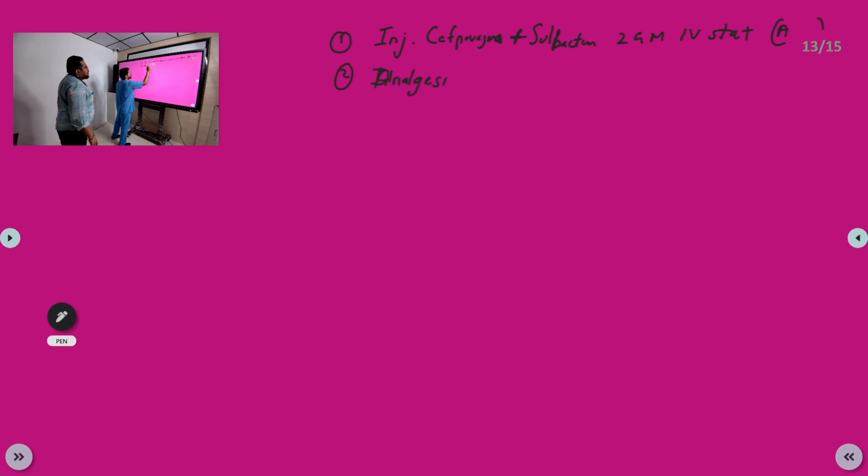Then suppose the sister is coming and telling you that you have done the tapping, and after 3 hours the sister is coming and telling you the patient has increased breathlessness. What will you do at that point of time? You have done your tapping and the patient was comfortable. 3 hours later, the sister is coming and telling you the patient is having more breathlessness. So what do you do?